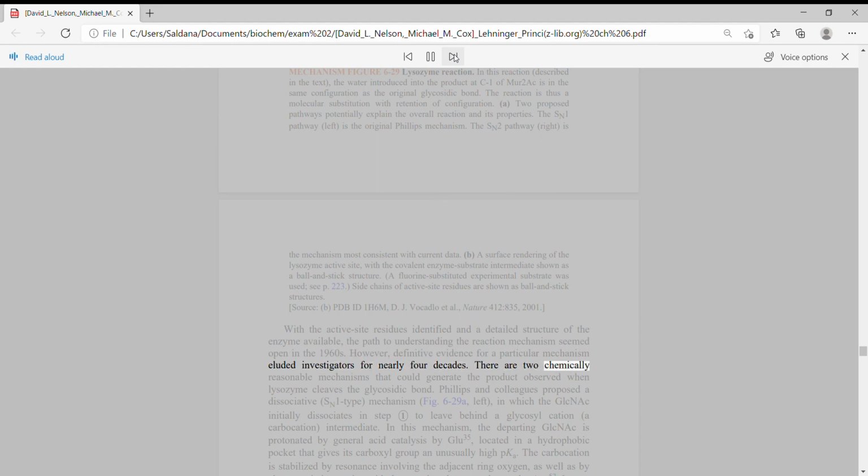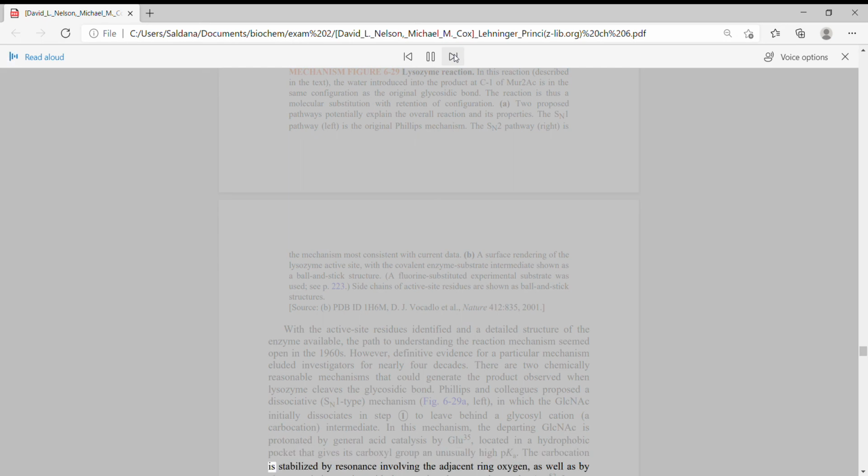There are 2 chemically reasonable mechanisms that could generate the product observed when lysozyme cleaves the glycosidic bond. Phillips and colleagues proposed a dissociative, SN1 type, mechanism, Fig. 6-29A, left, in which the GlcNAc initially dissociates in step 1 to leave behind a glycosyl cation, a carbocation intermediate. In this mechanism, the departing GlcNAc is protonated by general acid catalysis by Glu35, located in a hydrophobic pocket that gives its carboxyl group an unusually high pKa.